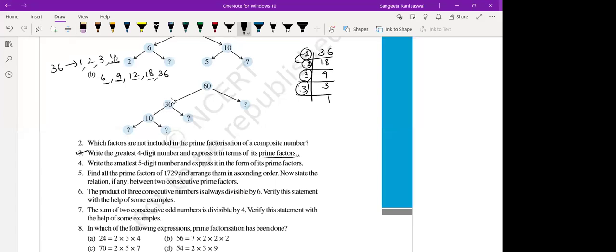Yes, ma'am. Nishita, tell me which is the greatest 4-digit number. 9,999. So find the factors of this.